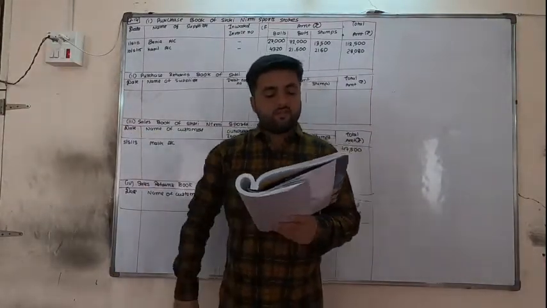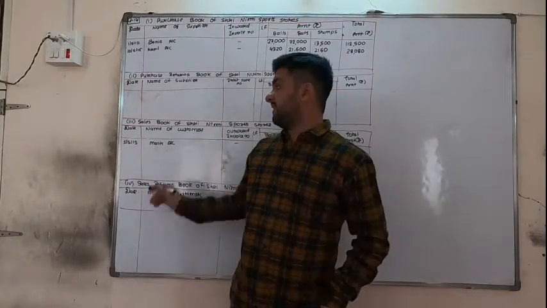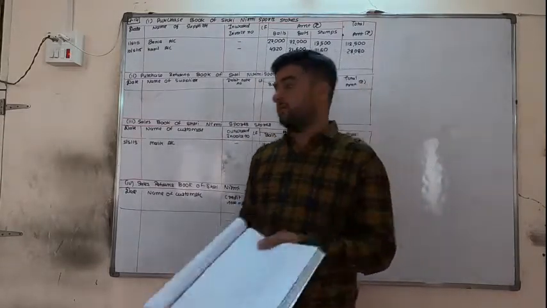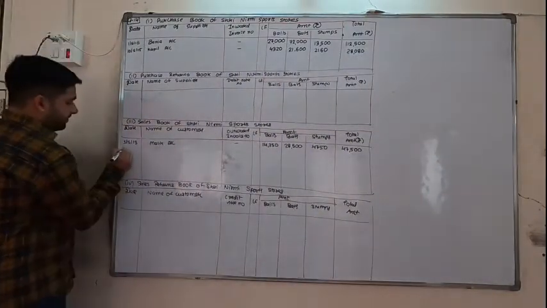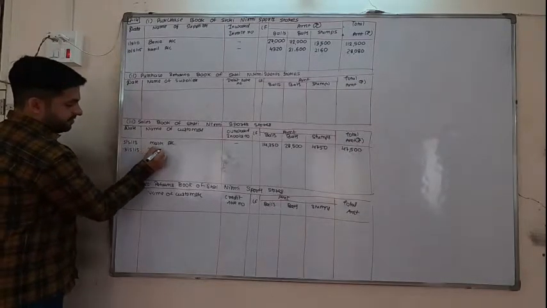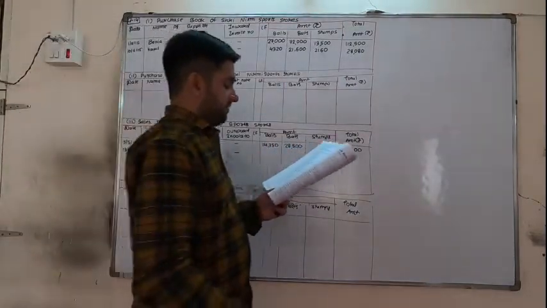On 13th, following goods are sold to Yusuf at 5% trade discount. We are selling to Yusuf and the amount is not paid, so it is credit, so it will be recorded on 13th May. 13,515. Yusuf account. Nowhere bill numbers are given.